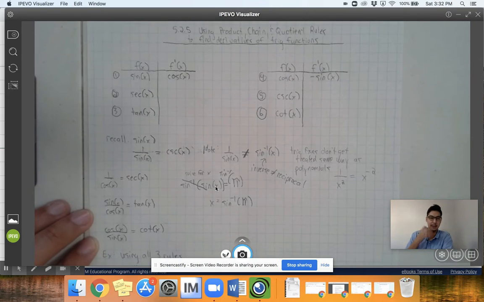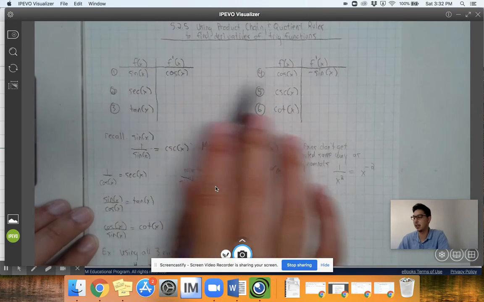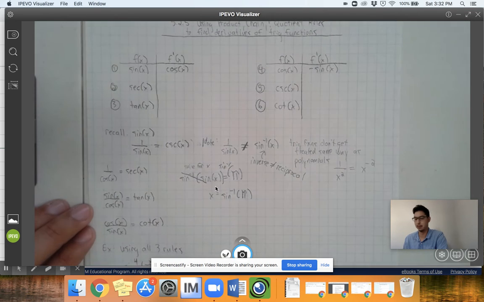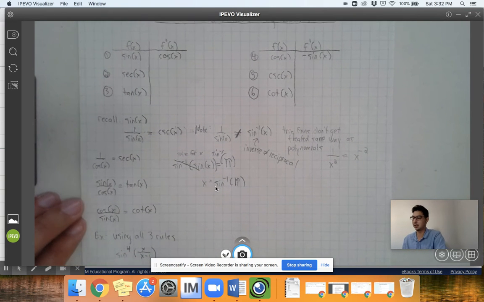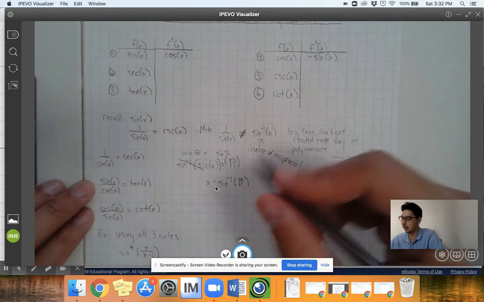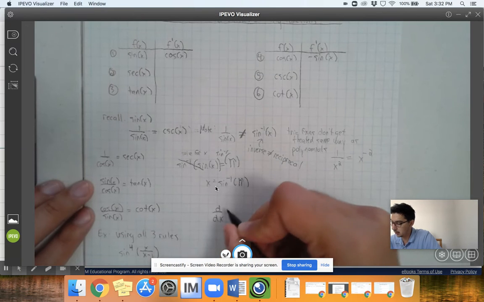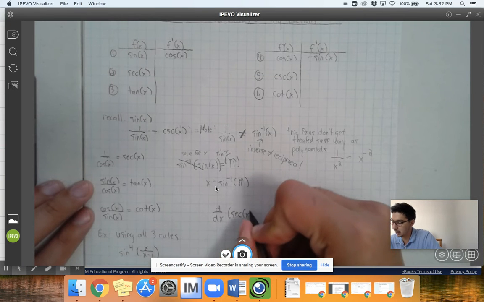And then there's a derivative for each one of these. And we already know sine and cosine. Your job is to use these rules to find all the other ones. Now, let's do one together so you can see how it looks. Let's say we want to find the derivative of secant x. So we'll do 2 together. So what's the derivative of secant of x?